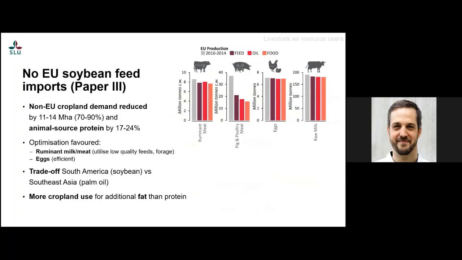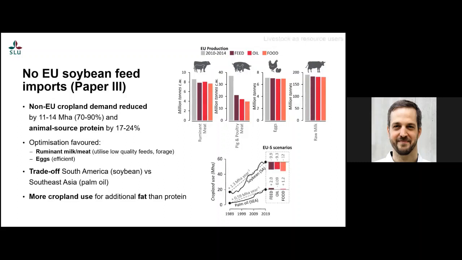And similarly to the Nordic scenario, the optimization model favored ruminant meat and milk production, since also here a lot of biomass from permanent grasslands and other forage crops were available, which favored these production systems. But we could also see that egg production was favored in the optimization model. And here it's because this mode of production is very efficient in producing human edible protein.